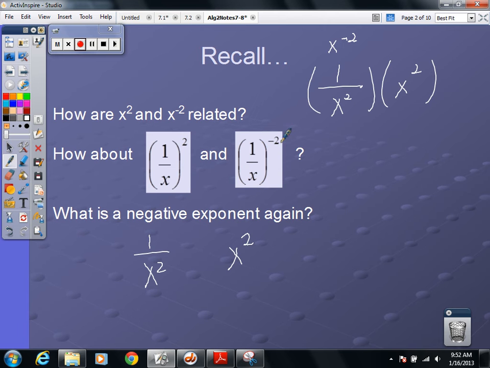The other way you could have thought of this problem is you could have attributed the 1 in here. So I have 1 to the negative 2 over x to the negative 2. Then you could have flipped it: x squared over 1 squared, which is just x squared. There's lots of ways to think about it. But if you have one exponent that's positive and one that's negative, and the bases are the exact same, you are going to have reciprocals of each other, inverses.